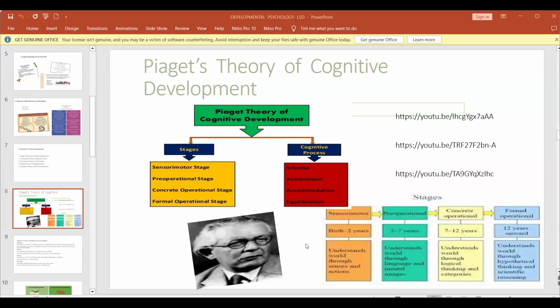Right. Then we go to the third stage. We did not discuss the third stage now. The name of the stage, concrete operational stage. What is the name of the stage? Concrete operational stage. What is the age? From 7 to 11 years, school-going child.